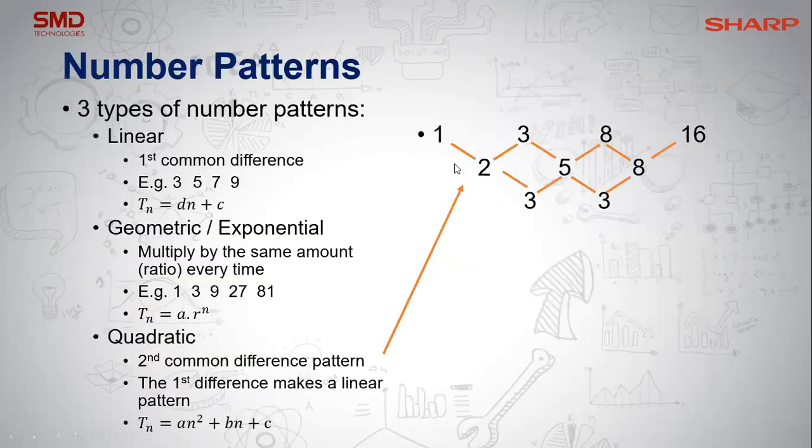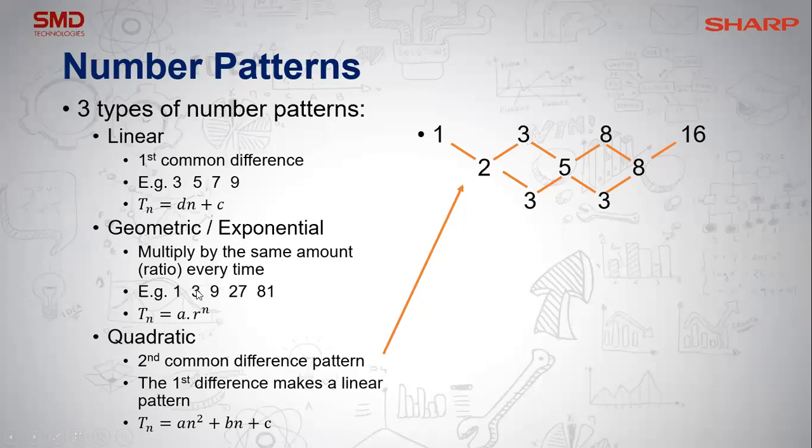So there are basically 3 types of number patterns. The first is your linear or your common difference pattern. In other words, when you add the same thing every single time. So here we can see we've added 2 each time. Our D stands for the difference, so add 2, and our C is what we add or subtract to reach our first term. So if our difference is 2, what do we add to 2 to get to 3? We add 1.